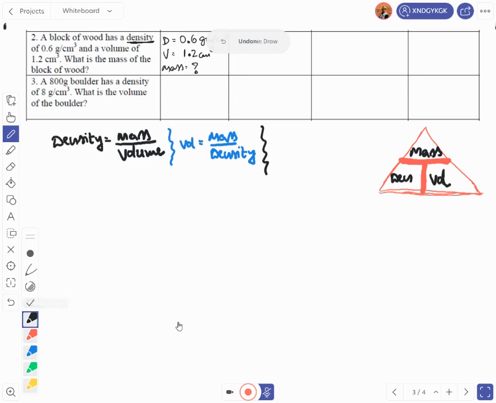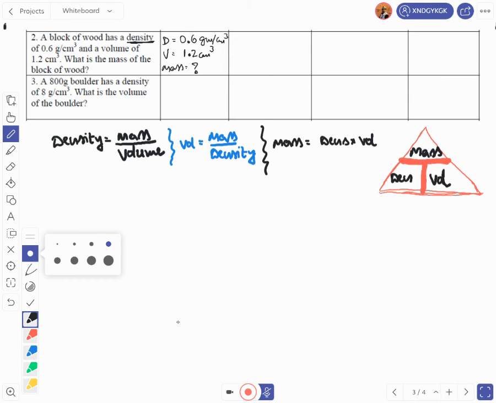I repeat, if you want to find mass, you may hide it with your thumb. Then you see that the density and volume occur side by side. Therefore, you have to multiply them. Don't take them as a fraction. Therefore, what is the condition for finding mass? That is density times volume.